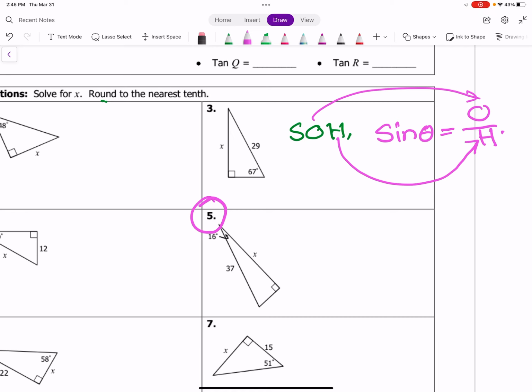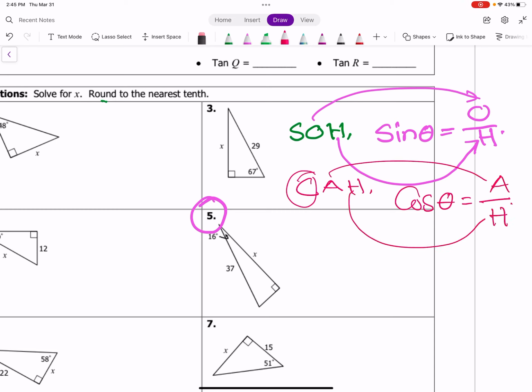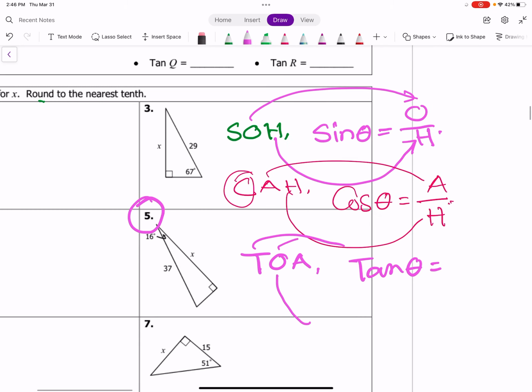All right, and then cos theta, where theta is the angle, is adjacent over hypotenuse. All right, and then we said TOA. Okay, that's TOA. That means tan theta is opposite over adjacent.